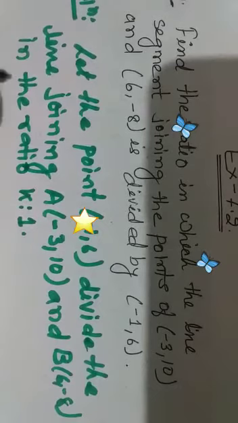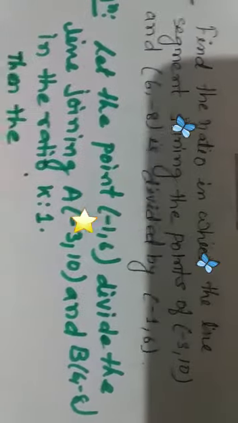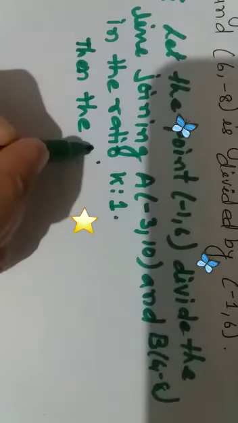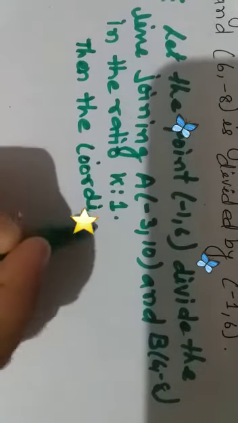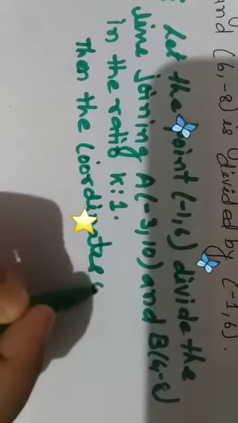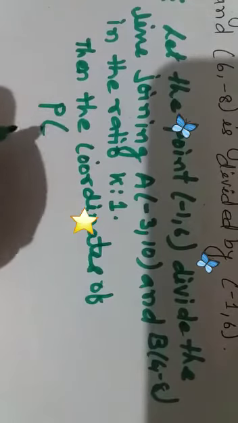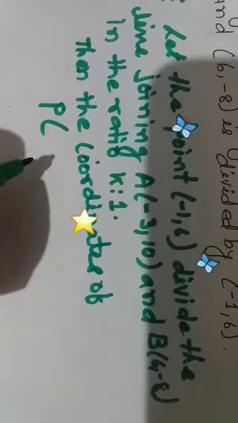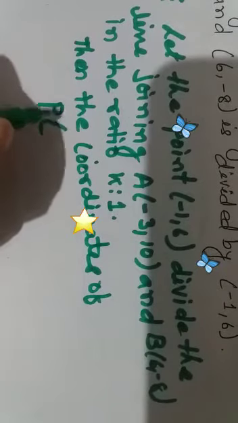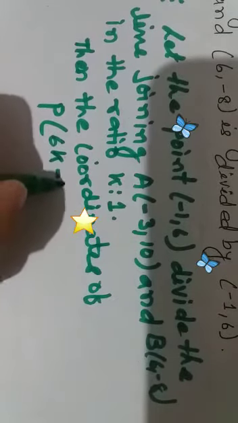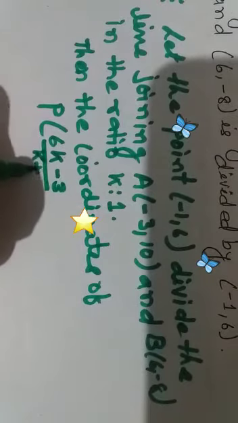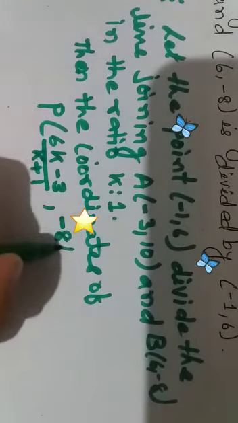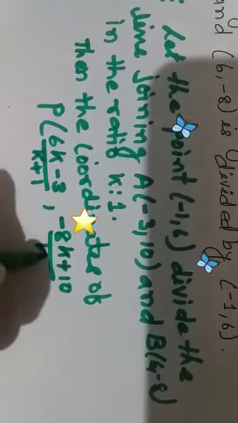So the coordinates of P, how will we write them? By using the section formula: (mx2 plus nx1) by (m plus n) and (my2 plus ny1) by (m plus n). So we will write (6k minus 3) by (k plus 1) and (minus 8k plus 10) by (k plus 1).